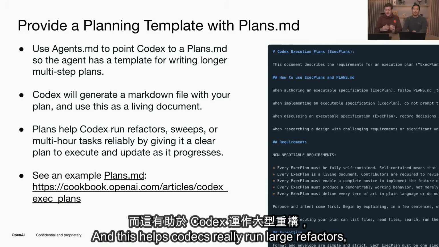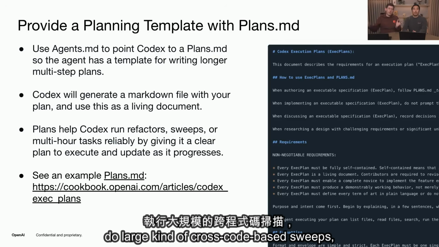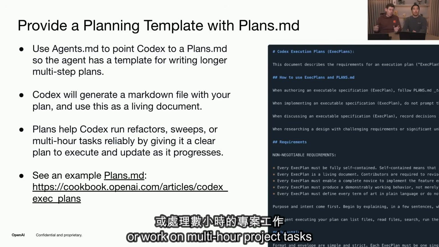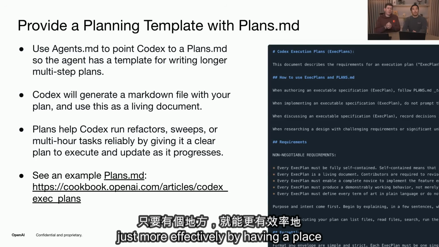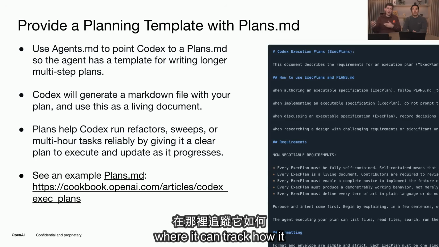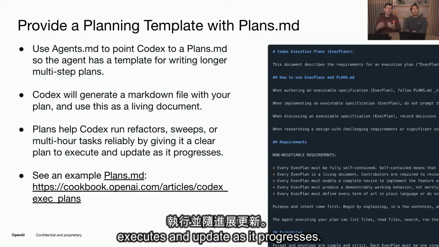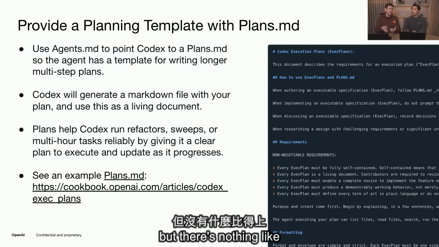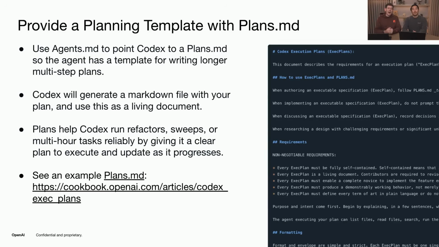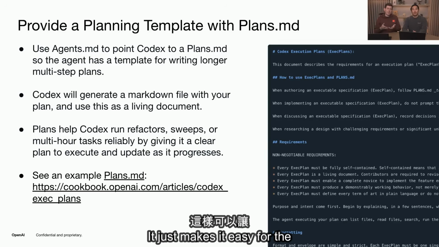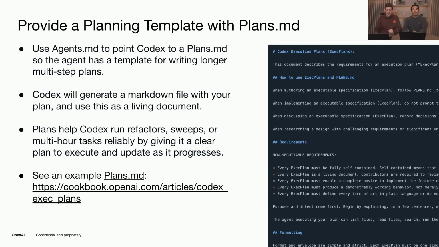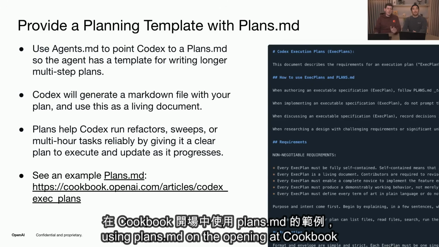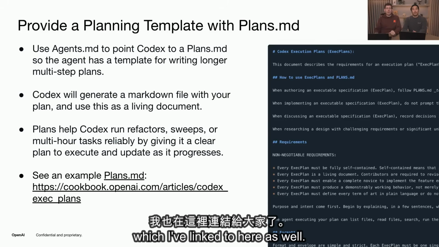And this helps Codex really run large refactors, do large cross code-based sweeps, or work on multi-hour project tasks just more effectively by having a place where it can track how it executes and update as it progresses. I'll note you can also use MCP servers for this, but there's nothing like just having a markdown file for the model to read and having it checked into Git. It just makes it easy for the model to keep that context up to date. And you can see an example of using plans.md on the OpenAI cookbook, which I've linked to here as well.